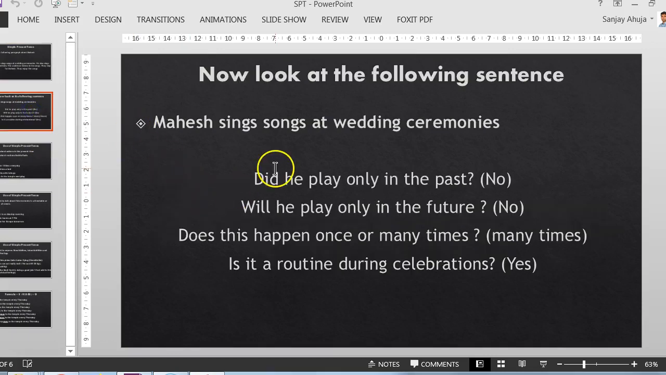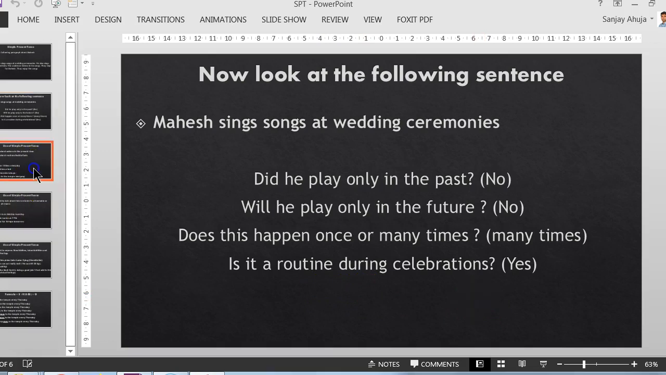Now, let's understand something about this sentence. Now, did Mahesh play in the past? No. Will he play only in the future? No. Does this happen once or many times? It happens many times because Mahesh plays at wedding ceremonies. Is it a routine during celebrations? Yes. So there are two things coming out where the answer is yes: it happens once or many times, and it is something which is routine, something which is regular.